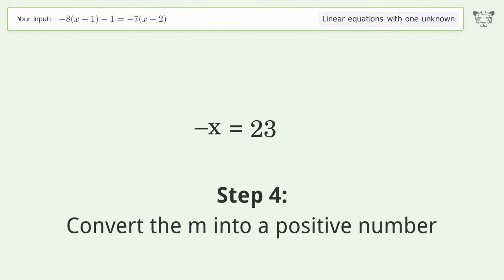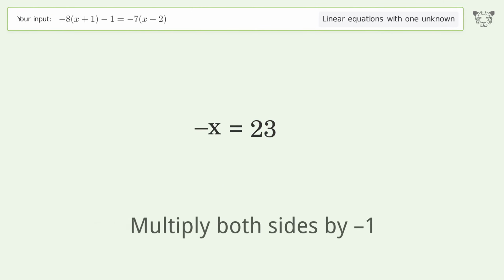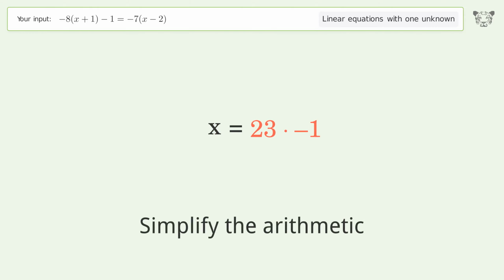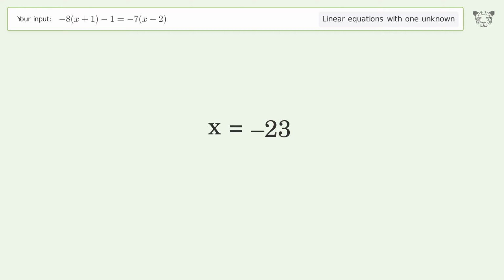Convert the x into a positive number. Multiply both sides by -1. Remove the ones. Simplify the arithmetic. And so the final result is x equals -23.